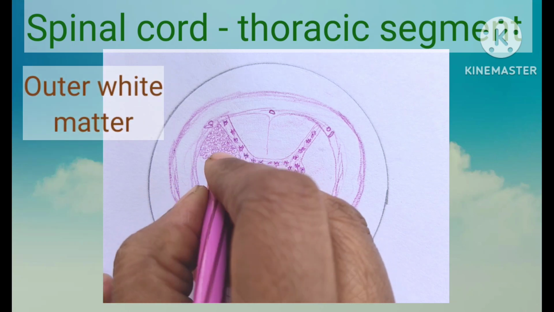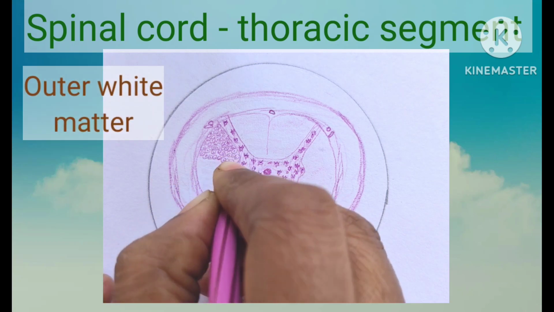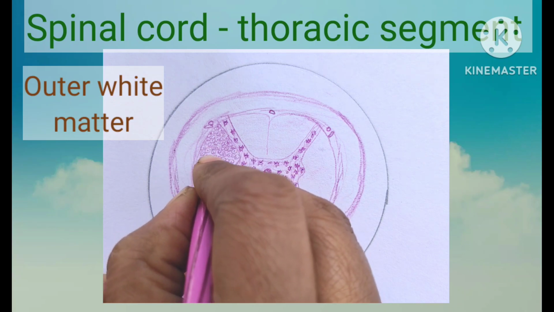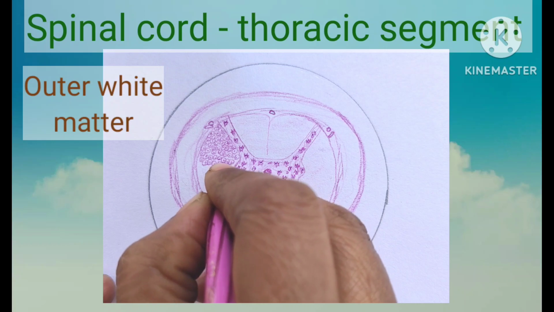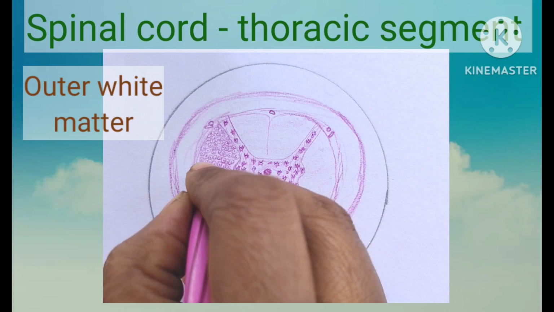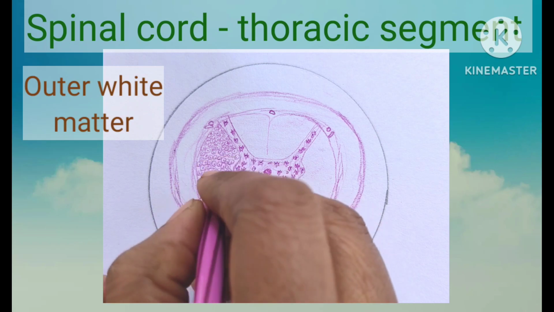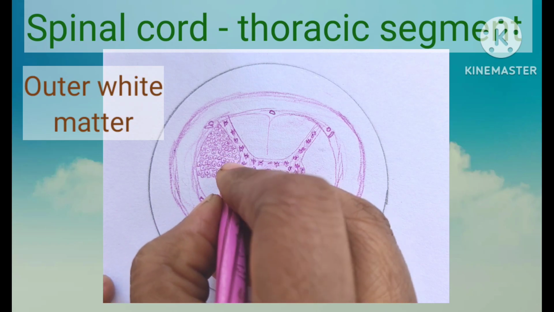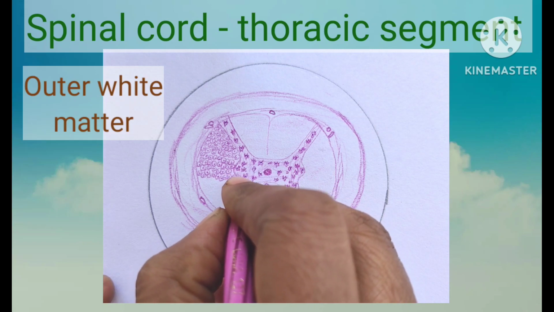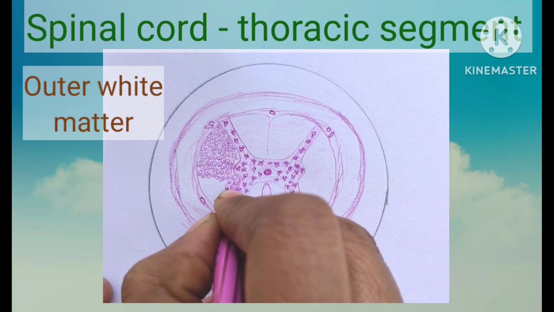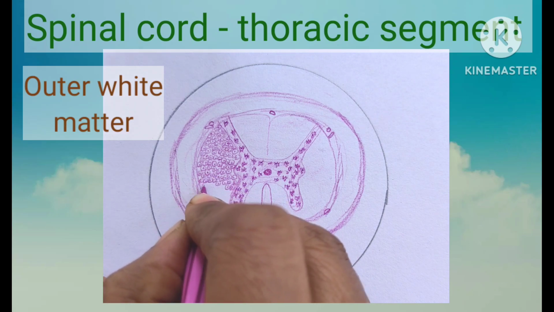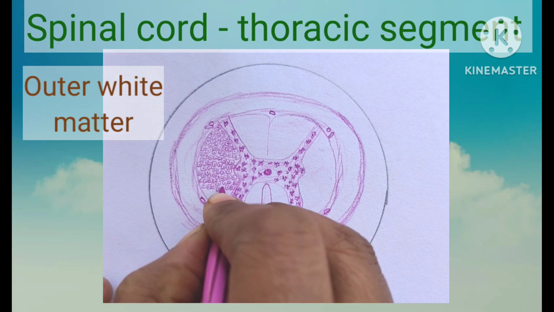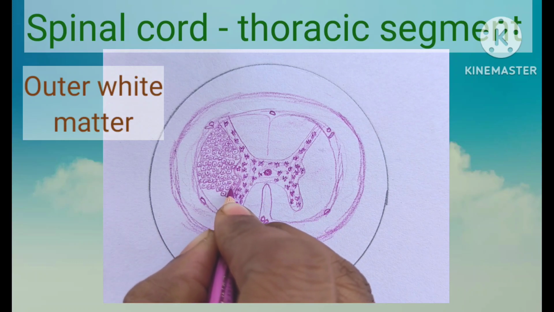Now the white matter, same as the cervical segment. You can notice the white matter is not too large compared to cervical. Cervical we have the largest white matter. The same way we have to draw the white matter here also, the bundles of axons and the nuclei of neuroglial cells, especially the oligodendrocytes and also few blood vessels. Pink dot and a circle.